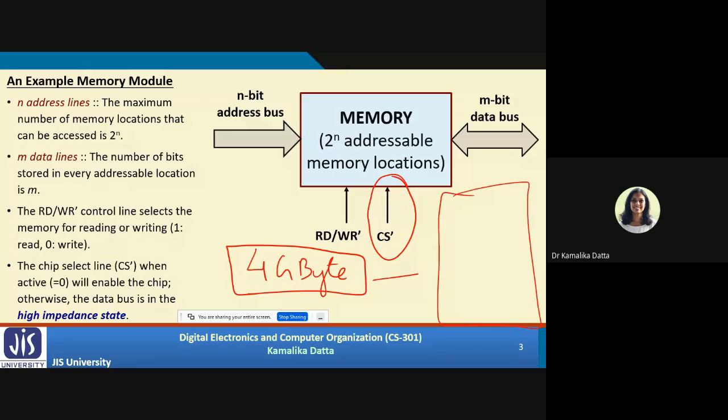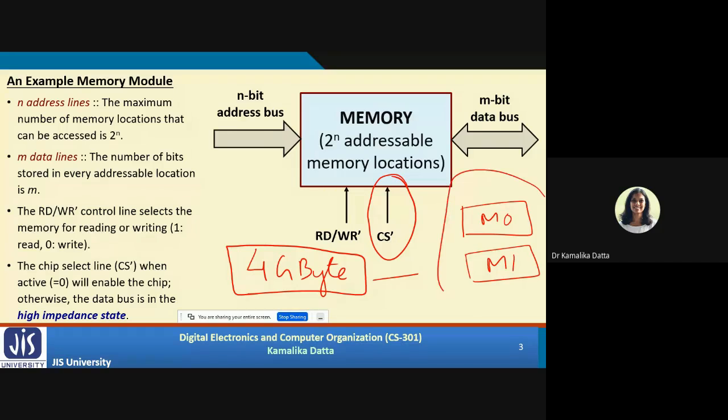Basically, the idea here is that in practice, memory is divided into smaller modules. These smaller modules are combined together to form a larger module. Let's say for 4 GB of memory, you might have multiple such modules of smaller memory size, which together constitute a larger memory block. This is done for convenience. That means this chip select line is required for selecting one of those modules.